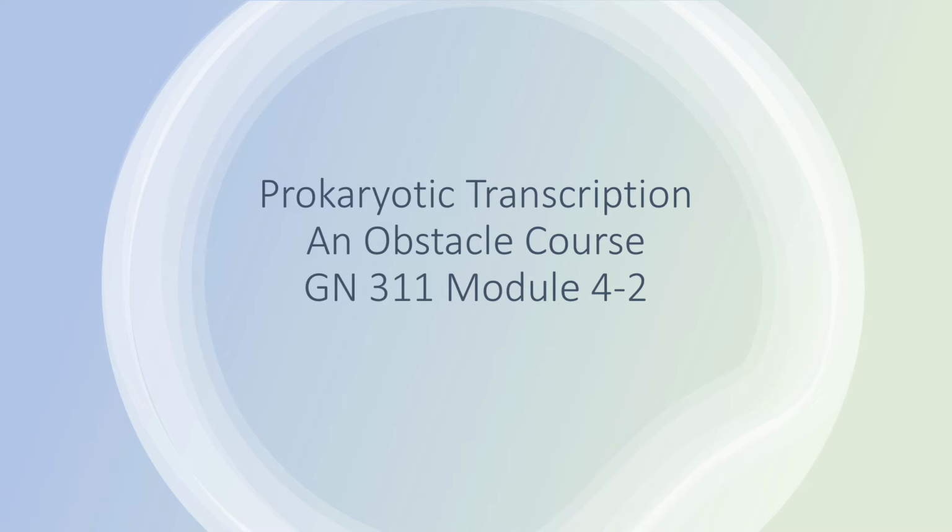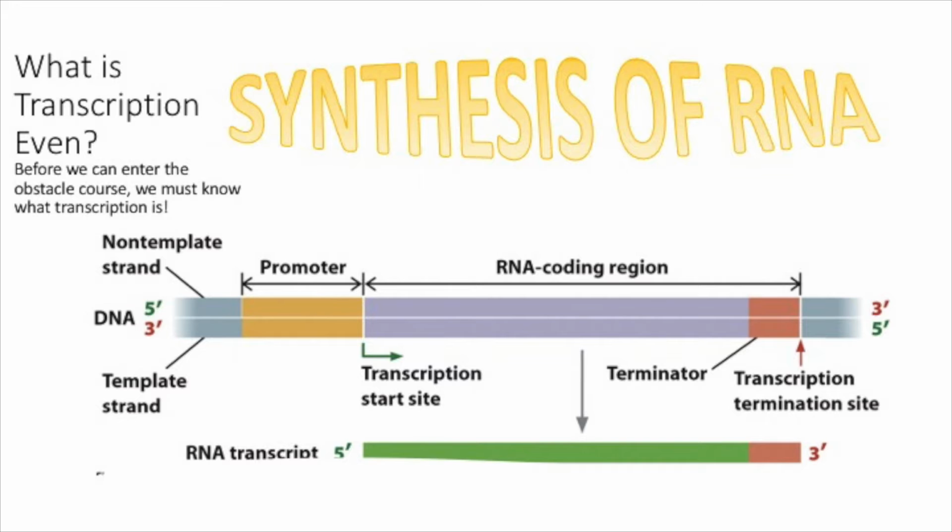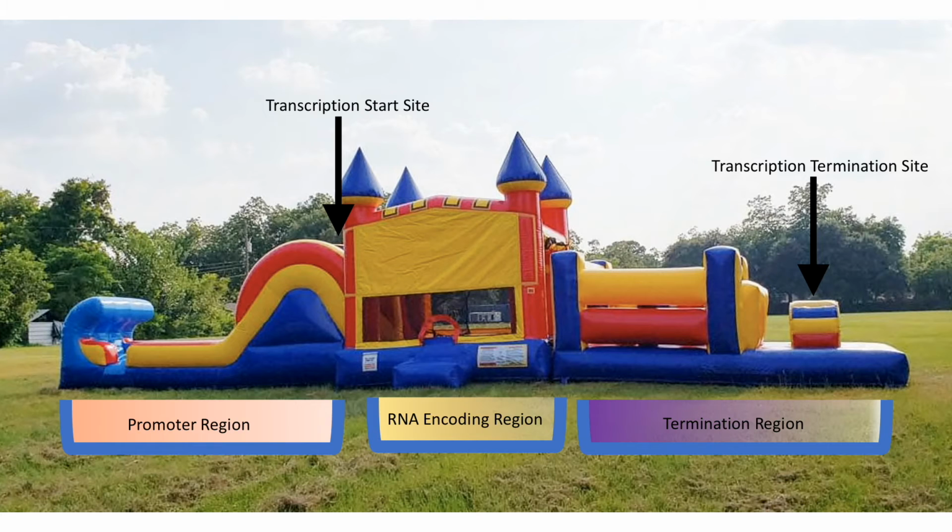Today we are going to learn about DNA transcription in prokaryotes through an analogy of an inflatable water obstacle course. Before we start, transcription is the process through which the information in DNA is copied into a new strand, a strand of RNA. Prokaryotic transcription involves three regions of DNA: the promoter region, which we can think of as the entrance to the obstacle course, the RNA encoding region, which is the bounce castle, and the termination region, which is the end of the course.